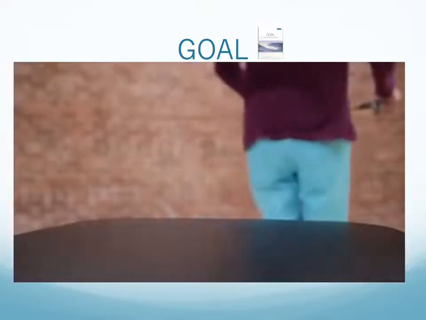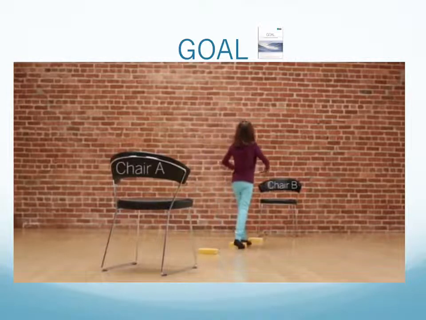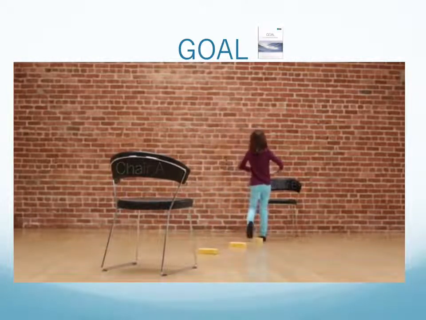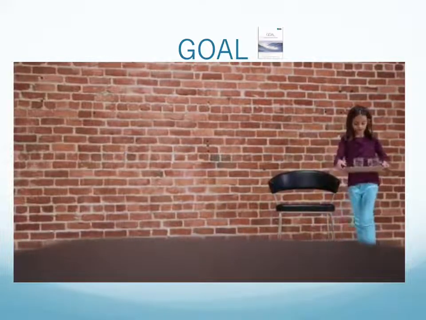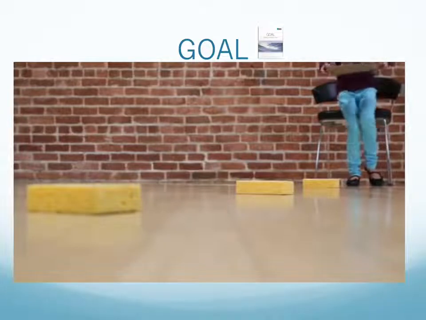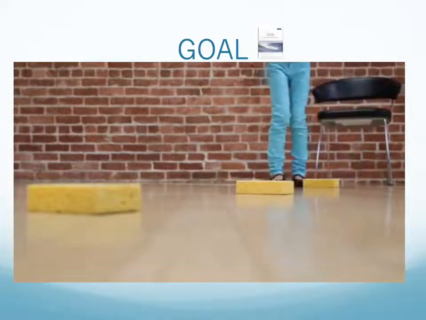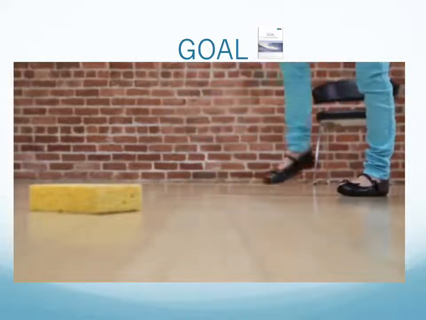Here Anna picks up the tray and walks quickly to chair B, stepping over and not beside the 3 sponges. She circles chair B and sits all the way down in it, then stands up and walks back to chair A, this time kicking all 3 sponges at least 1 foot to either side.